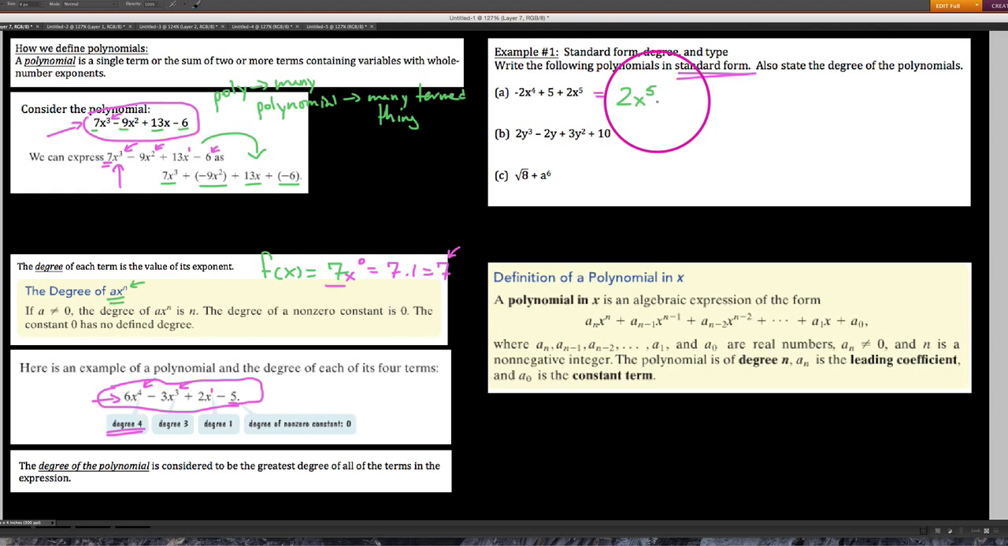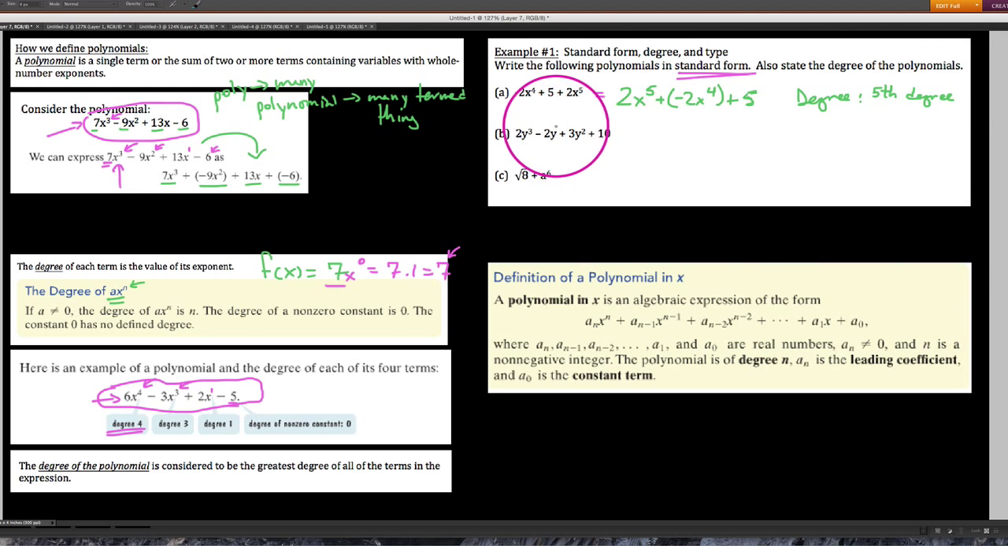So we say 2x to the 5th, plus negative 2x to the 4th, plus 5. And you don't have to write the plus; you can just write minus 2x to the 4th. But we would say the degree of this polynomial is 5th degree. It is a 5th degree polynomial.